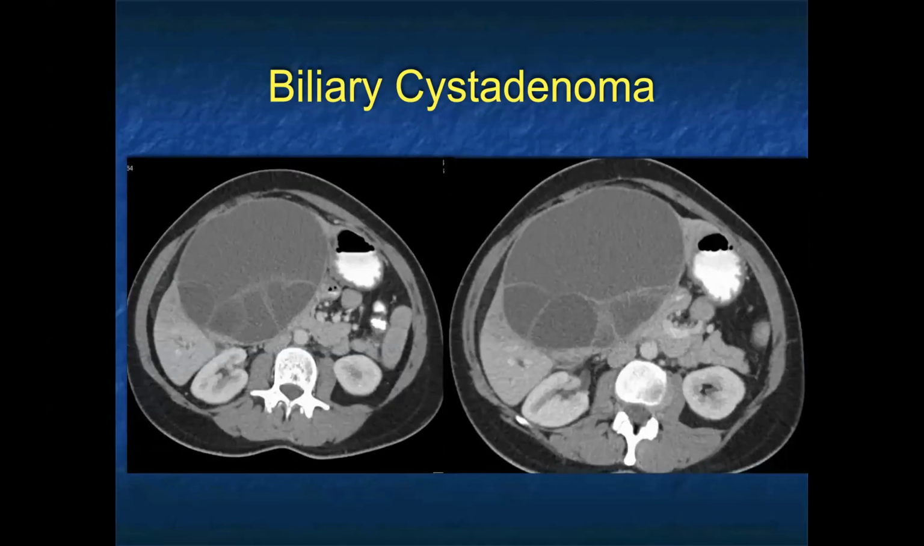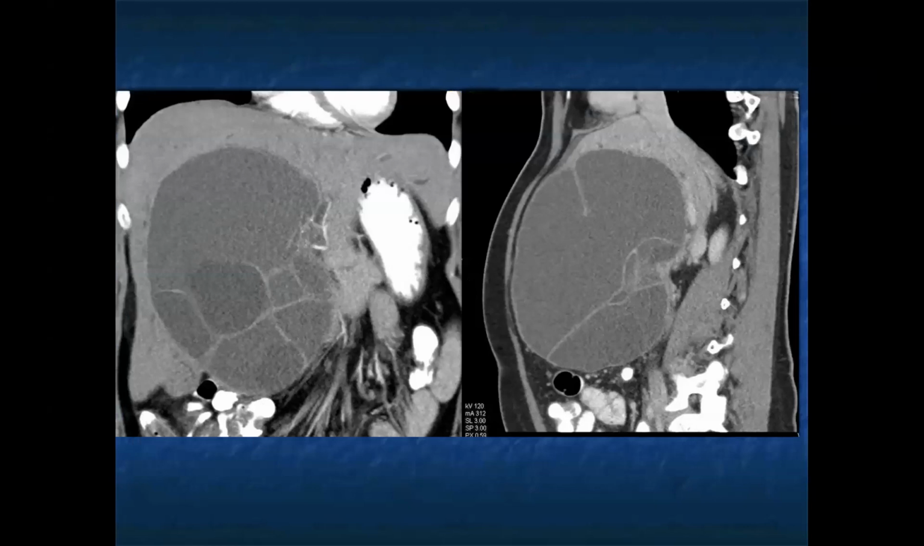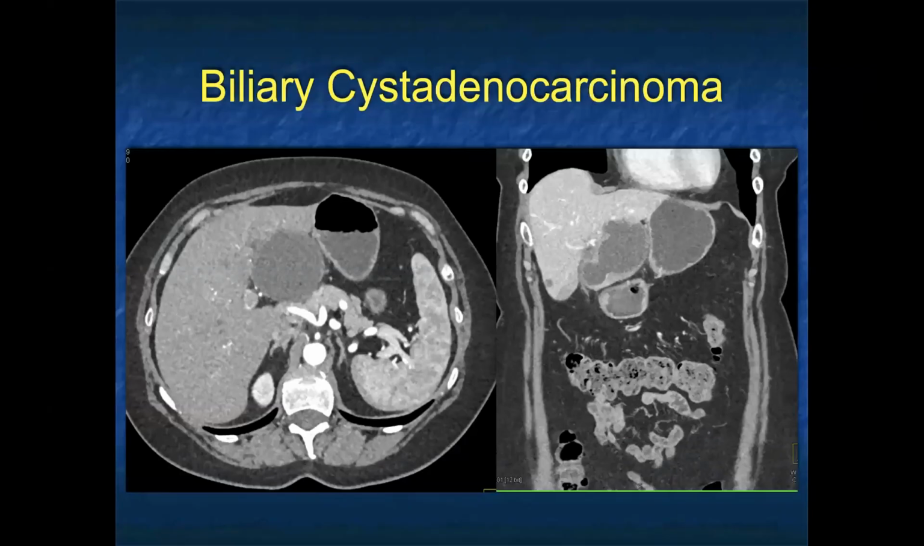Here's a more classic example, large cystic lesion of the liver, but again, multiple septations, multiple cysts, biliary cystadenoma is a diagnosis. This patient will get a partial hepatectomy. And here it is on the coronal view. So again, septations, cystic components, multiple cystic components are really classic for biliary cystadenoma.